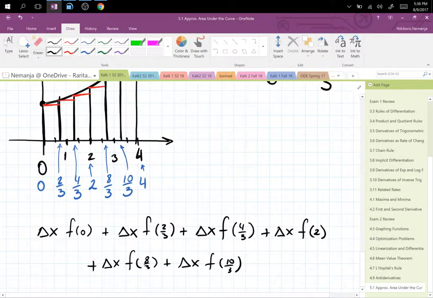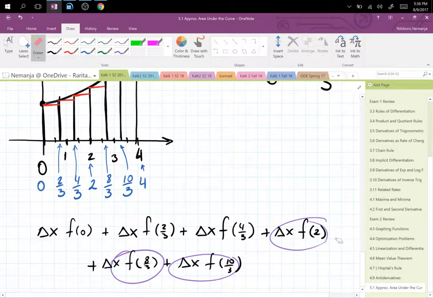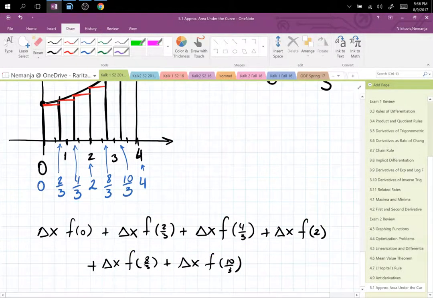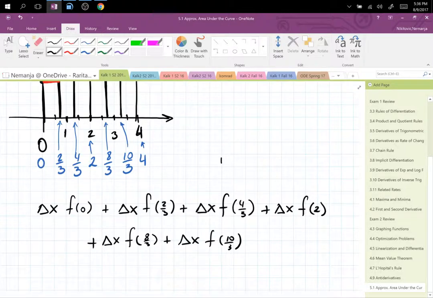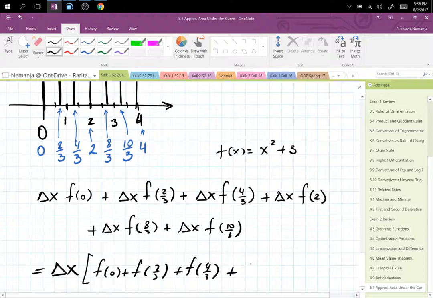We have 6 rectangles, so we have 6 separate areas. We need to add them all for the total area. Now you remember that your f of x was given as x squared plus 3. So now each one of these has to be calculated. But before I do that, do we all see the delta x factors? And you just have f of 0 plus f of 2/3 plus f of 4/3 plus f of 2 plus f of 8/3 plus f of 10/3.